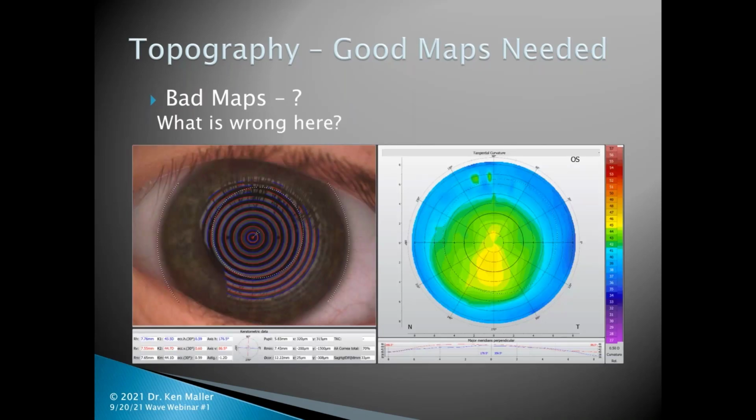All right, what about these maps? This one looks like it's pretty good. We have a decent capture of rings here. There's a little bit of dropout over here, but for the most part, that looks pretty good. And what's going on with this?